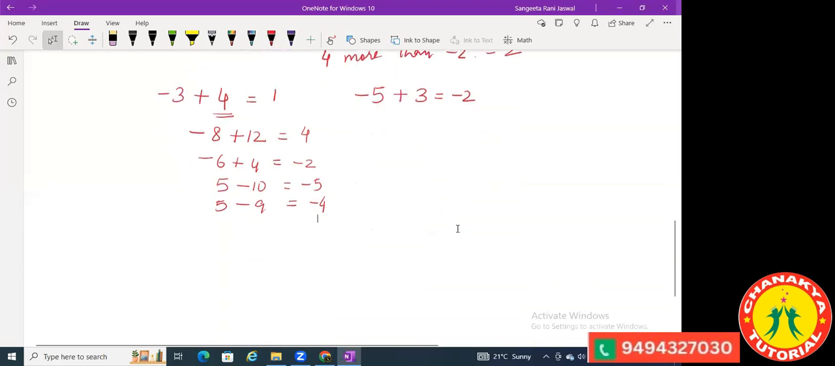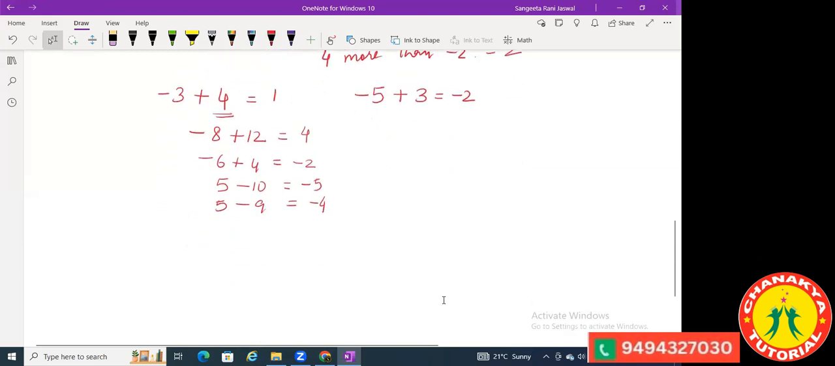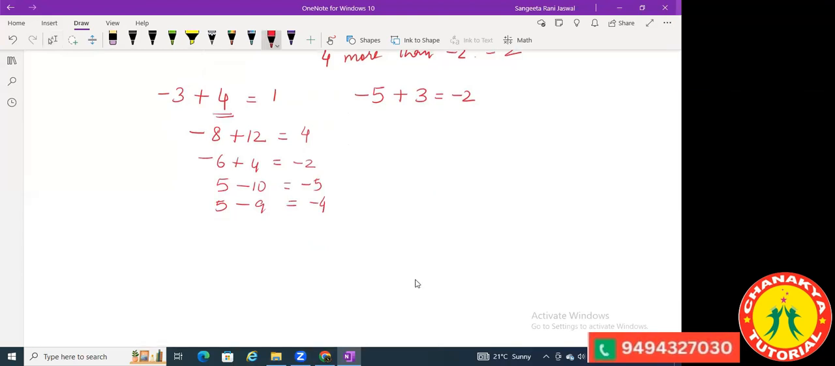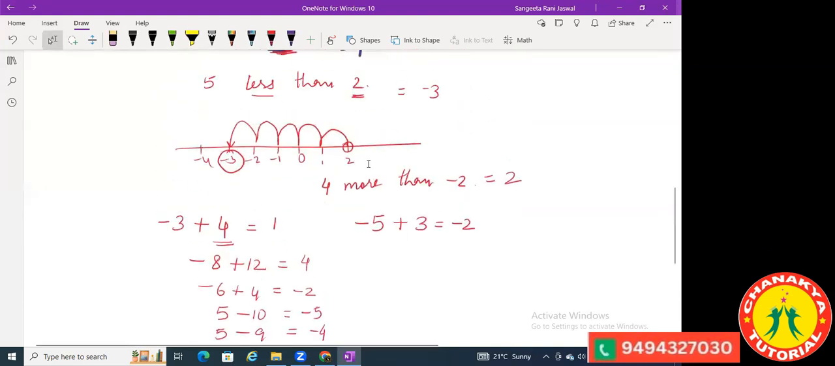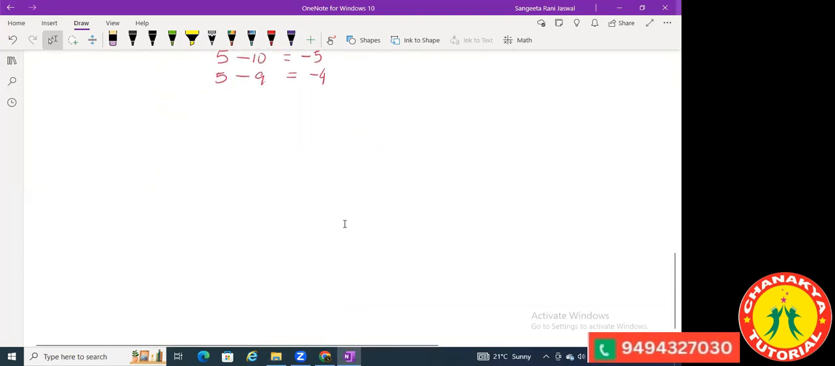Okay, so now I'll tell you. Now you know about addition on the number line. And when we subtract on the number line, you have seen subtraction as well. For subtraction we move towards the left. For addition we move towards the right. Same when you are given more or less. Now I'll show you what additive inverses are.